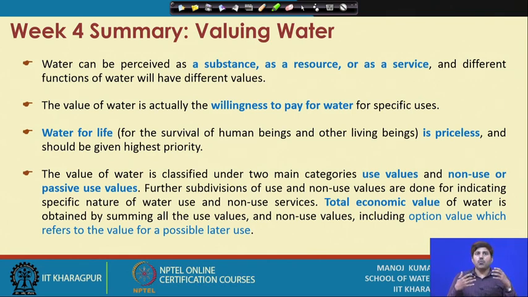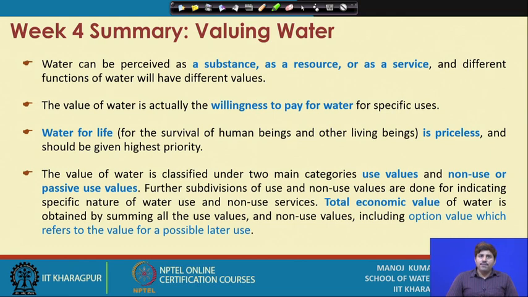So, we discussed that water can be perceived as a substance, as a resource or as a service, and its value could be different according to the different function it serves. So, the value of water actually depends on its uses, and the value of water will be the willingness to pay for water for that specific use. So, for whatever purpose water is being used, the value of water will accordingly be how much people are willing to pay for domestic uses of water, how much people are willing to pay for irrigation water, or how much people are willing to pay for industrial application of water. So, that way the same water could have different value when it is targeted towards different uses.